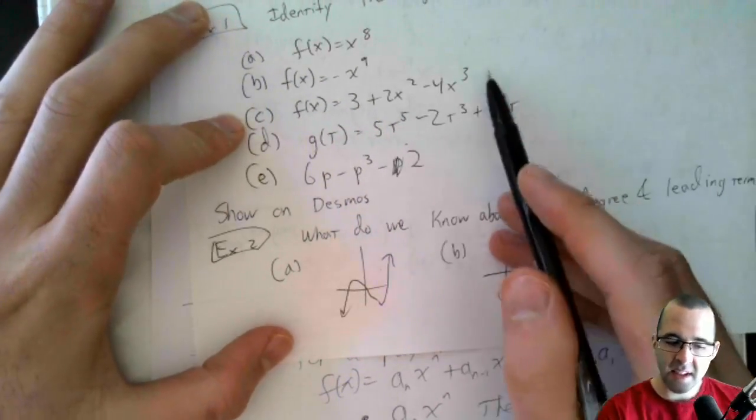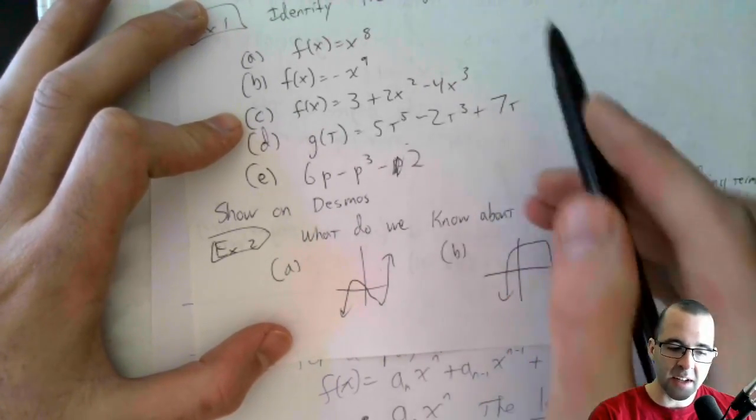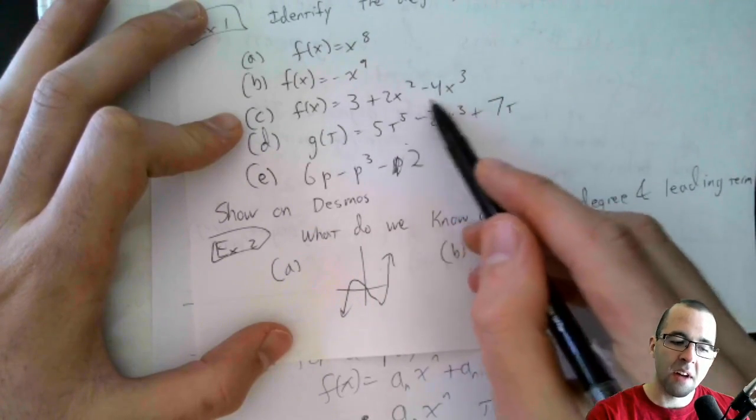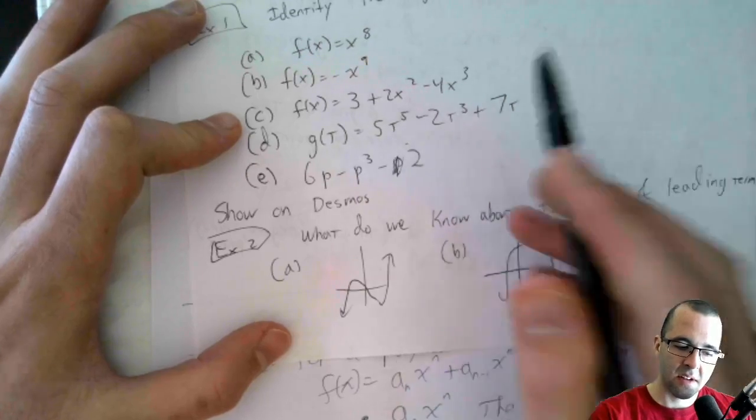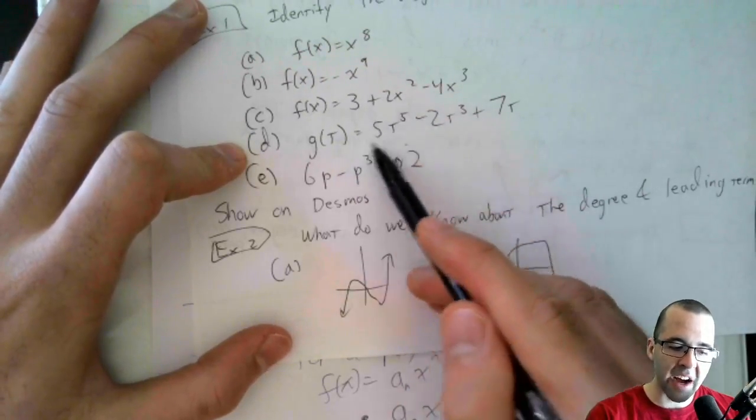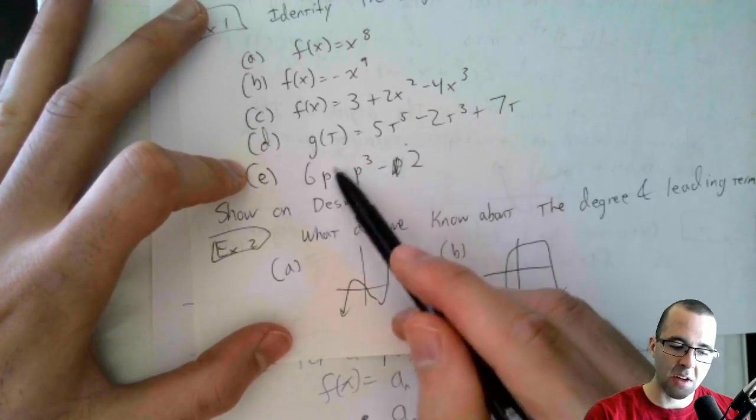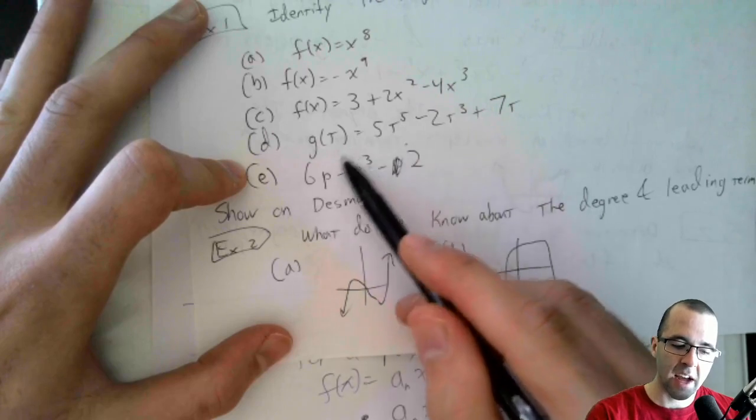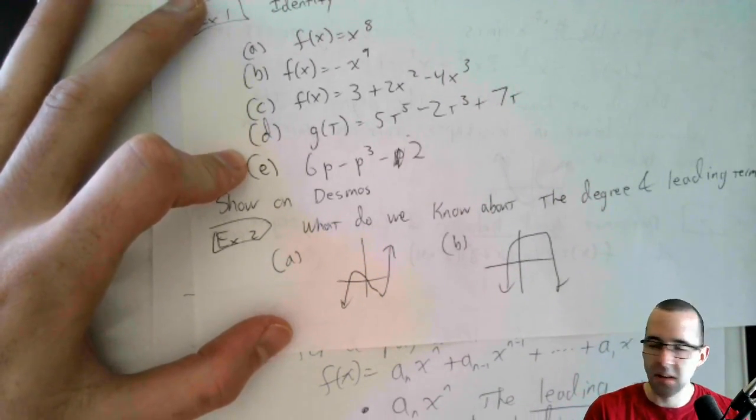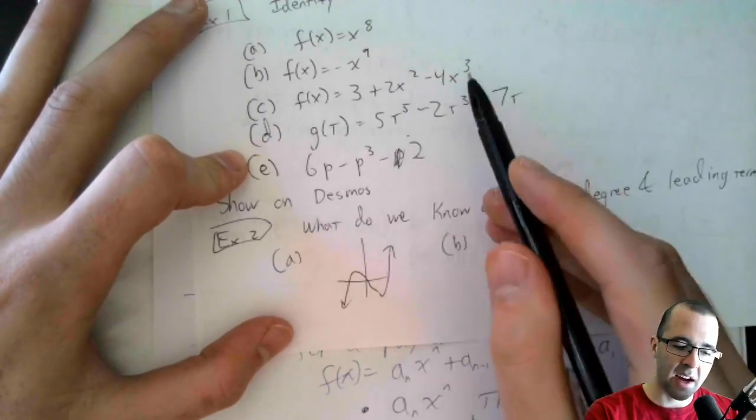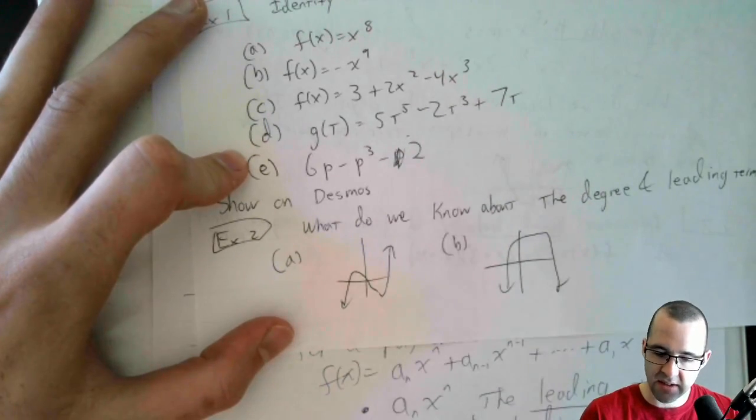The leading term on part C, remember, might not always be in general form. The leading term should always be the biggest exponent. So the leading term in C is this negative 4x cubed. In D, the leading term is just 5t to the fifth. In E, the leading term is negative p cubed. It's just that biggest exponent term. Degree is just the biggest exponent, right? So degree here is 8, 9. Degree here is 3. Biggest exponent is 5. Biggest exponent is 3. That's all that is.